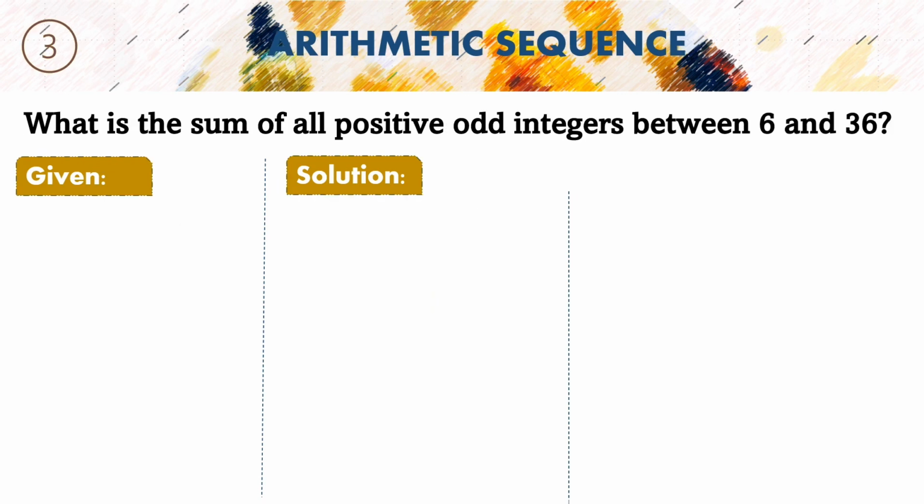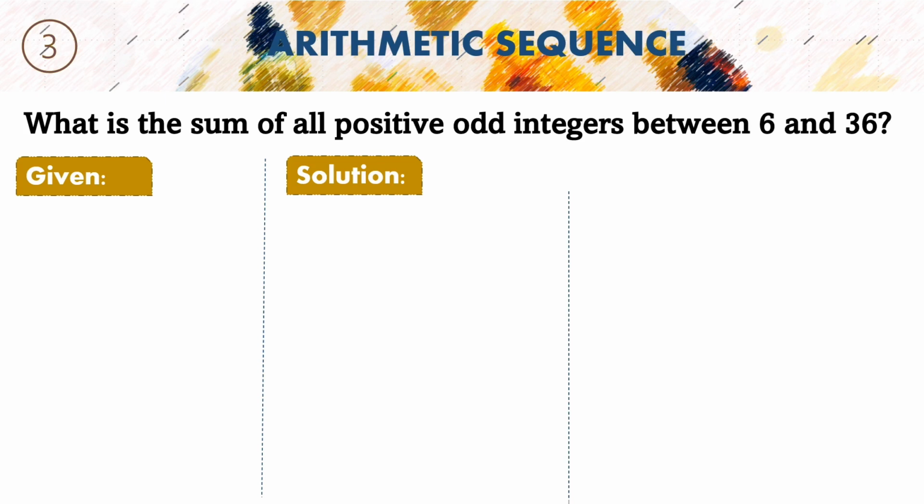Example number 3. What is the sum of all positive odd integers between 6 and 36? Okay, so what are odd numbers? The least positive odd integer is 1. That's 1, 3, 5, 7, and so on. So let's identify what are the given.